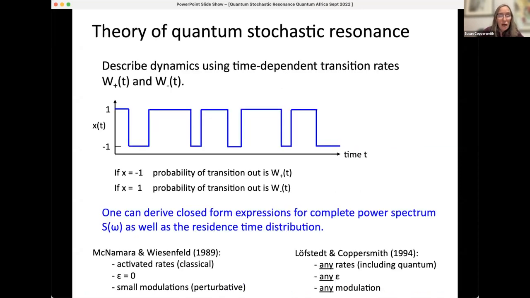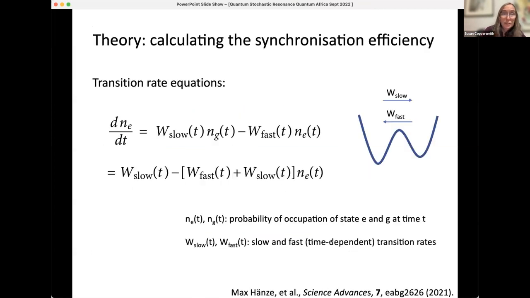Okay, and then basically, again, I'm not going to go through all the math, but I am going to show you one formula just so that you know that they're long and complicated. But you can derive closed form expressions for basically anything. The synchronization probability is the thing I'm actually going to show you. And when you work out the theory, it turns out that we never use the form of the rate, so they work for any rates. They work for the classical case, but they also work for this case of quantum tunneling.